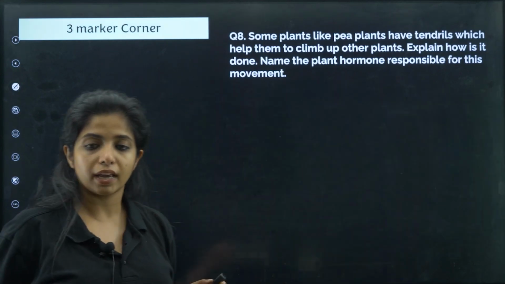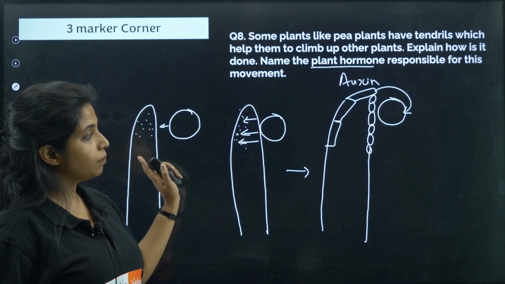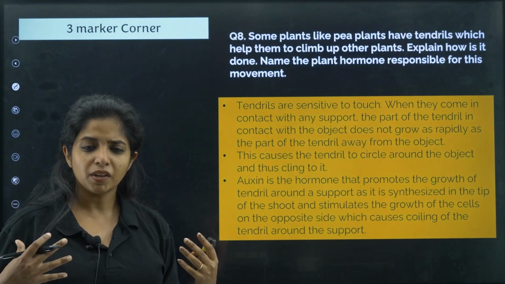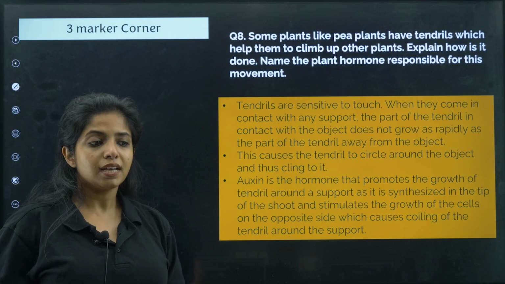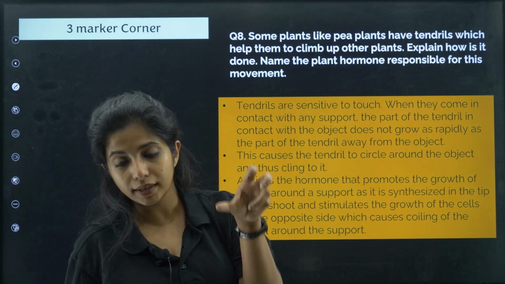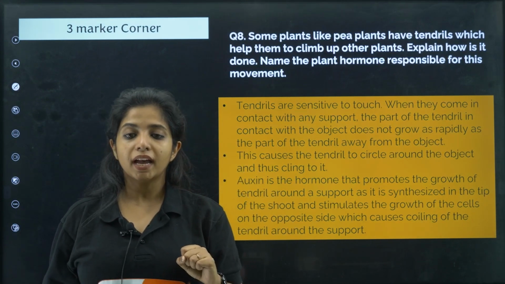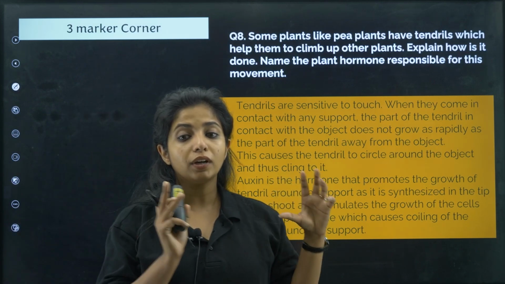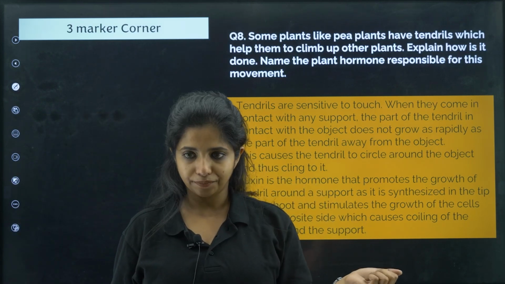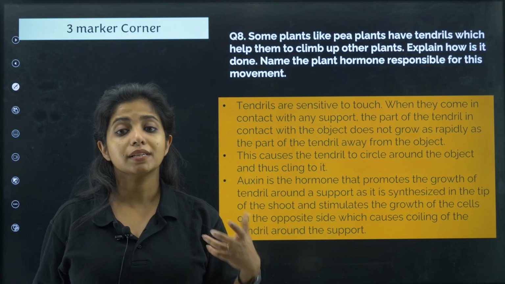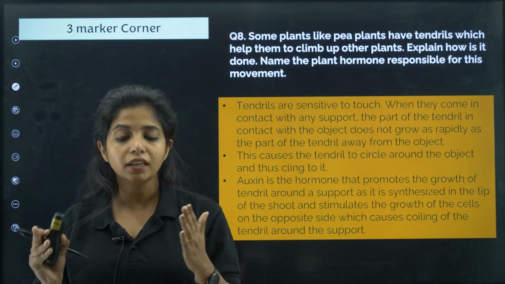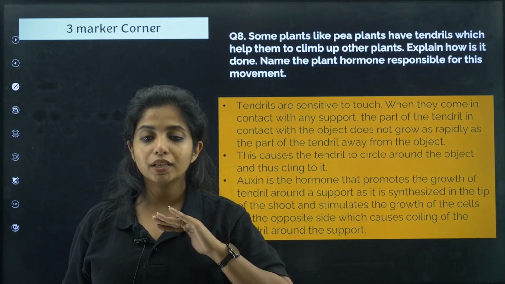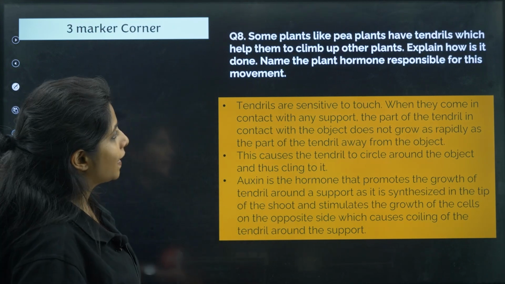Just like how I explained, but you can make this diagram and also explain it in your own words. Rather than having big, complicated stuff, you can explain in your own words. Say that auxin is distributed equally at the tip of the shoot, and now when it comes in contact with the support, the auxin hormones would be moving to the other side where the support is not there. And there it will be causing unequal cell elongation, and because of this unequal cell elongation, the tendrils would coil around the support. That's all. So write in 3 points and make it end. Cool. This is the 8th question.